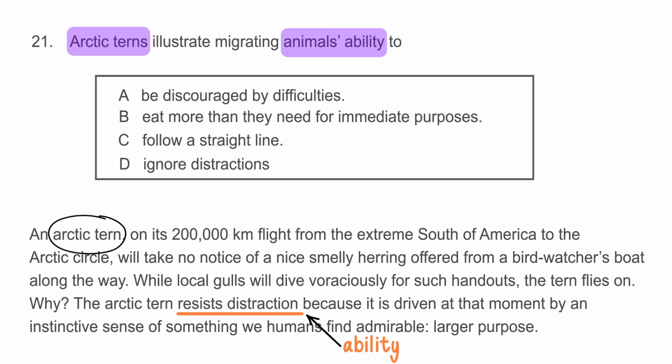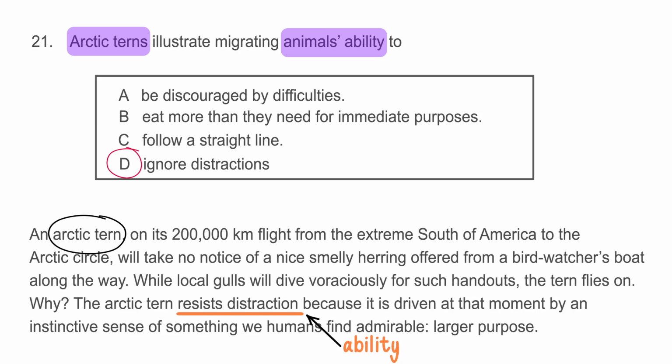And D, ignore distractions. Ignore distractions. That's it. Instead of ignore, in the text, it's written resist. So resist is the synonym word for ignore, and we have the word distraction itself in both the question and also in the text. So this is the answer for question number 21. Ignore distractions. As in the text, we had resists distraction.